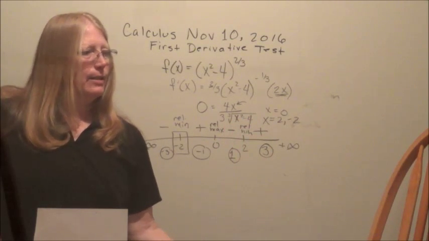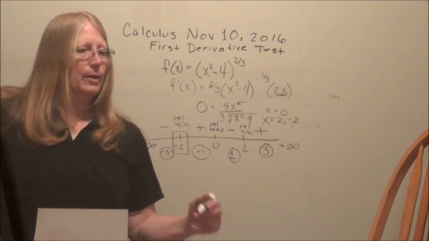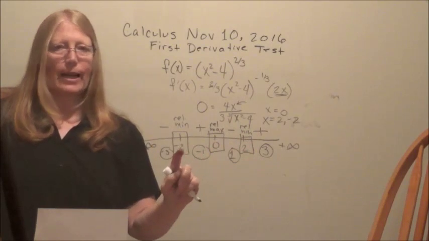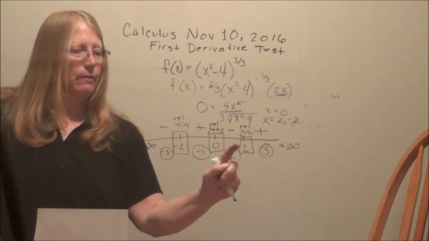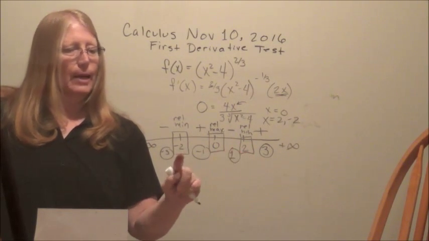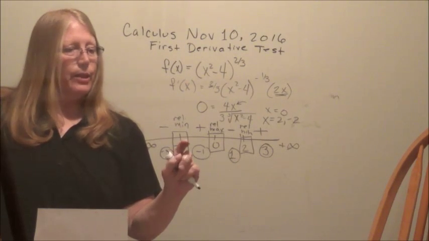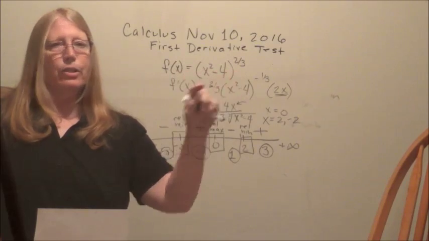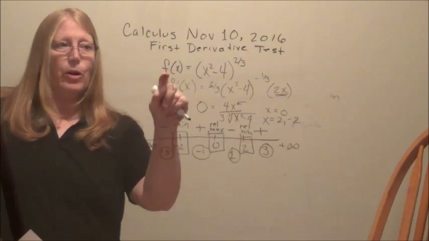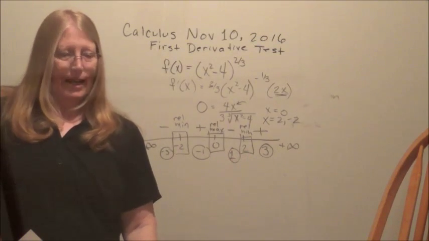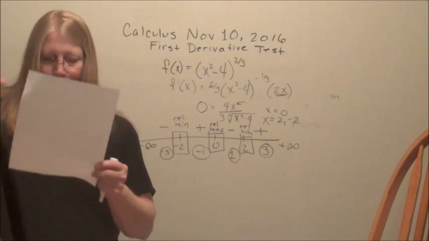And we're done. So now in your assignment, I'm only giving you the x values of the relative min, the relative max, and the relative min. Probably they want the x and the y, so easily solved. Just put that negative 2 into the original and you'll get the corresponding y value at each of these x values.